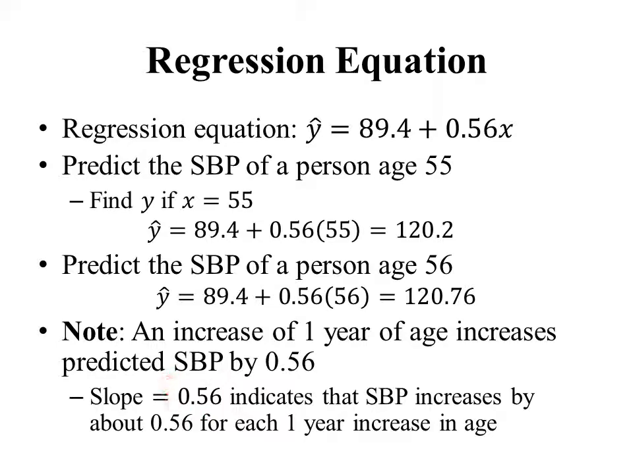That indicates that as age increases, systolic blood pressure tends to increase. But the value of the slope is also important. The value of 0.56 indicates that as age increases 1 year, systolic blood pressure increases also by about 0.56.